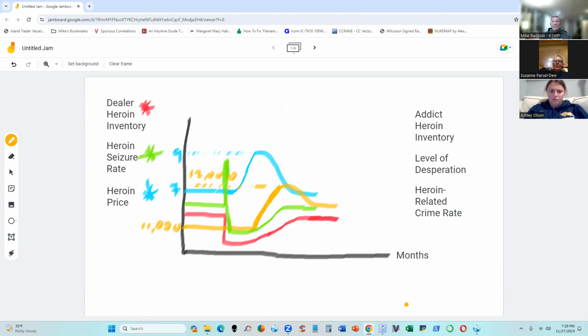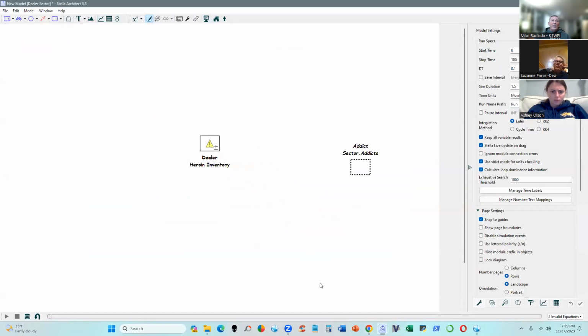Okay, dealer heroin inventory. Police interventions, I guess, would impact the inventory. Well, what would be a flow that directly changes it? Arrests, seizures, seizure rate. Seizure rate, yes. Very good. I was thinking about manufacturing rather than just getting your hands on this stuff.